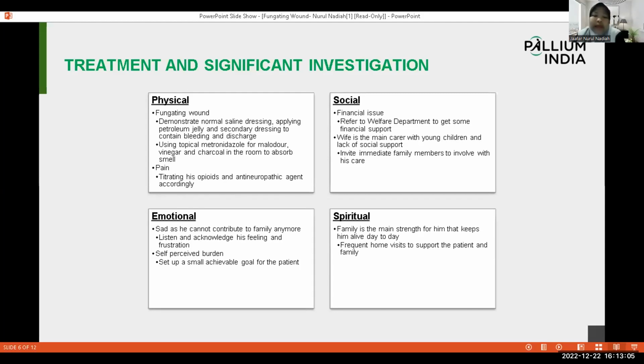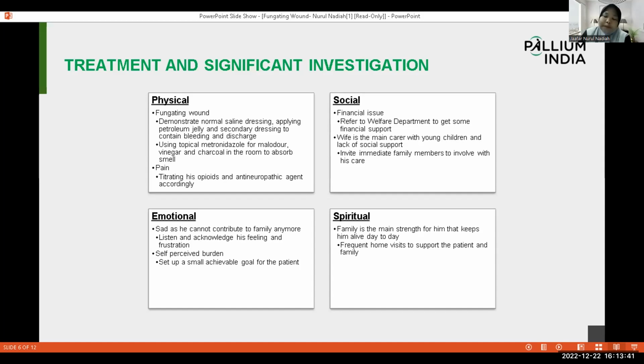In terms of the emotion, the patient feels very sad because he cannot contribute anything to the family anymore. So for this, we are doing active listening and acknowledging his feeling and his frustration. And he also has self-perceived burden. So this time, we set up a small goal that is achievable for him, so that he will still have a sense of pride, and he will also feel proud of himself about what he can do in his current situation.